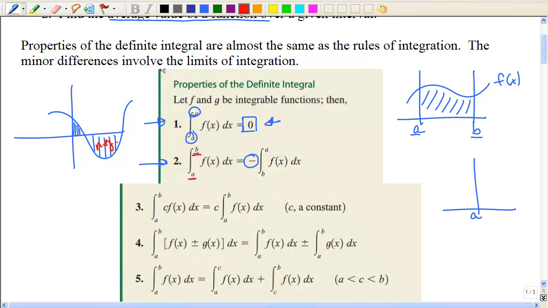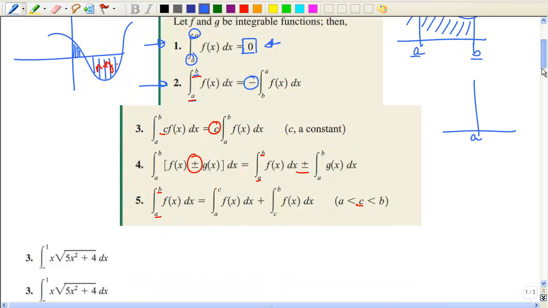Now the other rules are pretty much the same. If you have a constant, you can pull it out in front. Addition and subtraction, you can break it apart, again keeping those same limits. And sometimes if you have boundaries between A and B, and for some reason you'd want to split that up, where C is between A and B, you are allowed to do that. So let's just dive in and look at some of these problems.